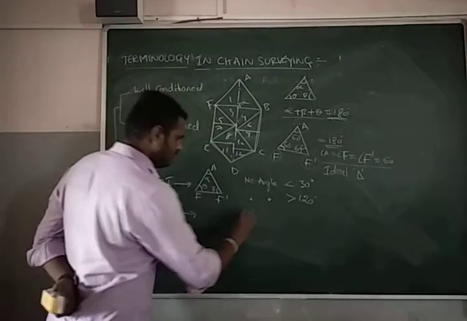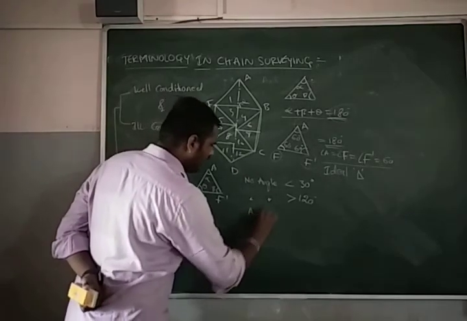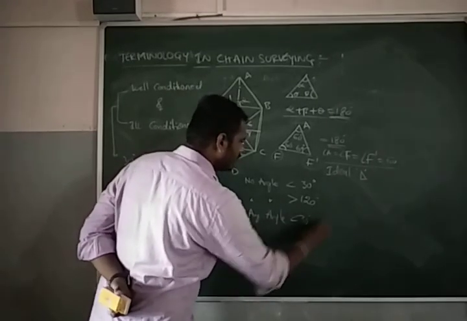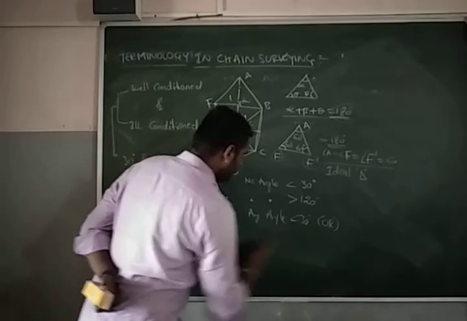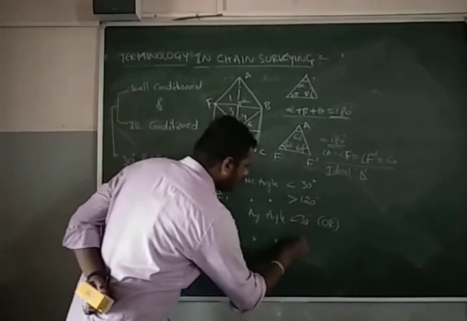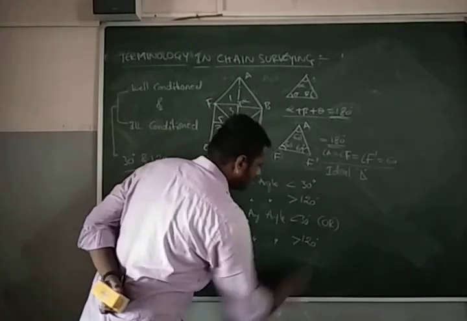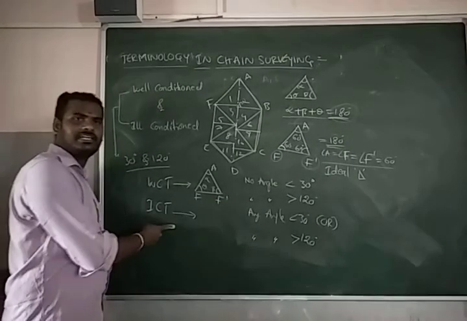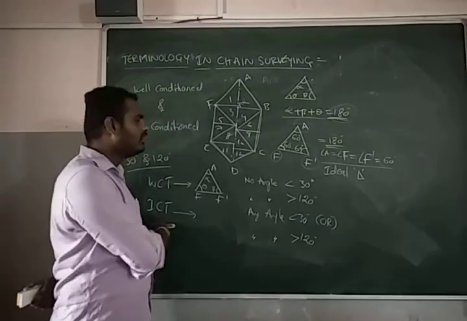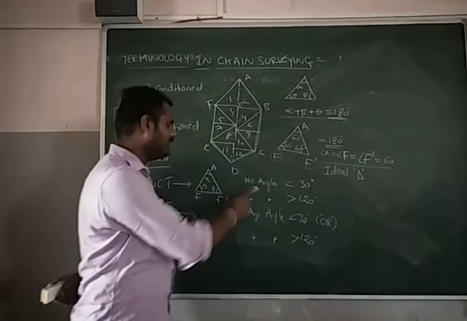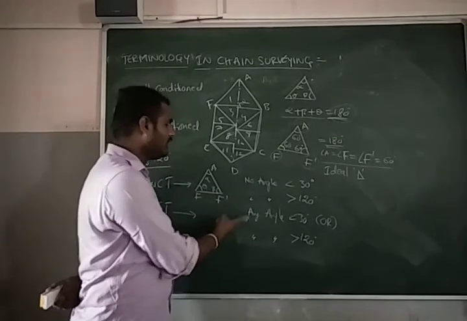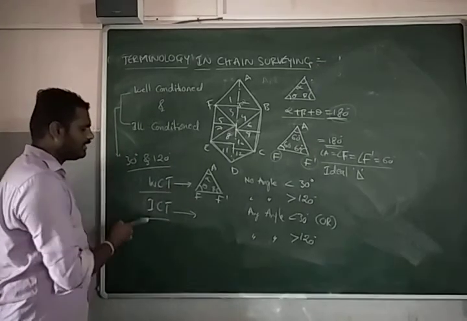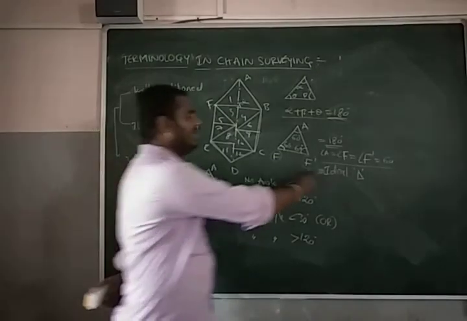Any angle may be less than 30 degrees or any angle may be greater than 120 degrees. Then we call such a triangle an ill conditioned triangle. Okay. So this is how, no angle here and any angle here. Therefore these three are very important: well conditioned triangle, ill conditioned triangle, ideal triangle.